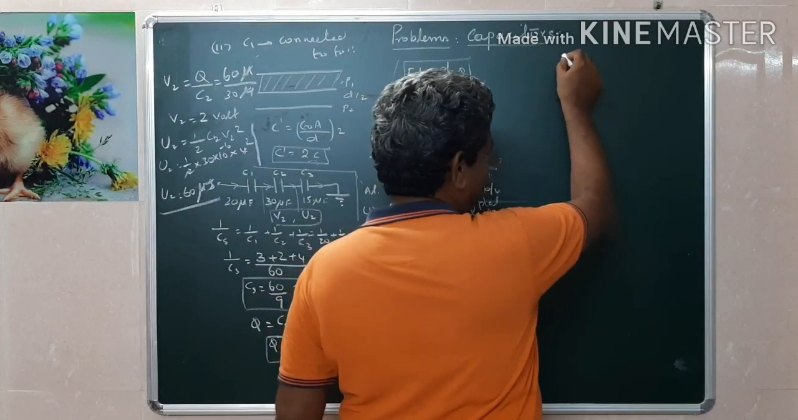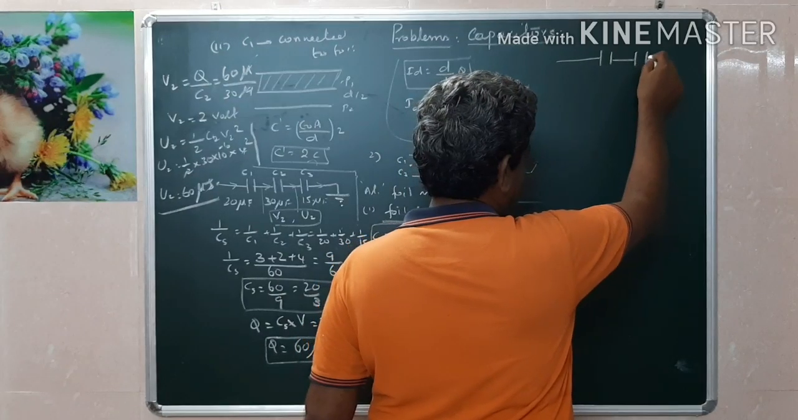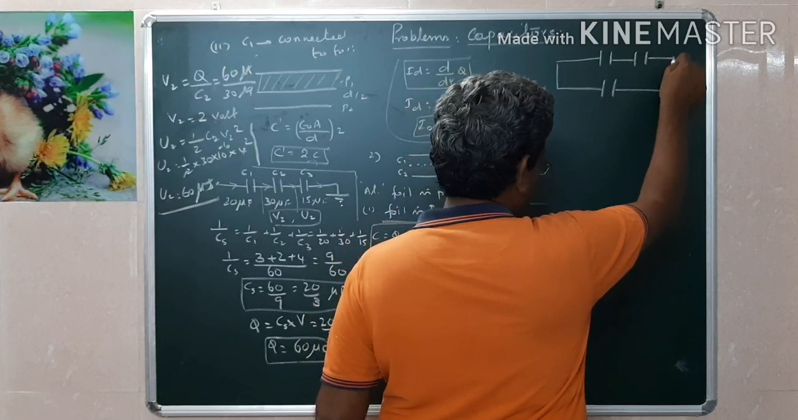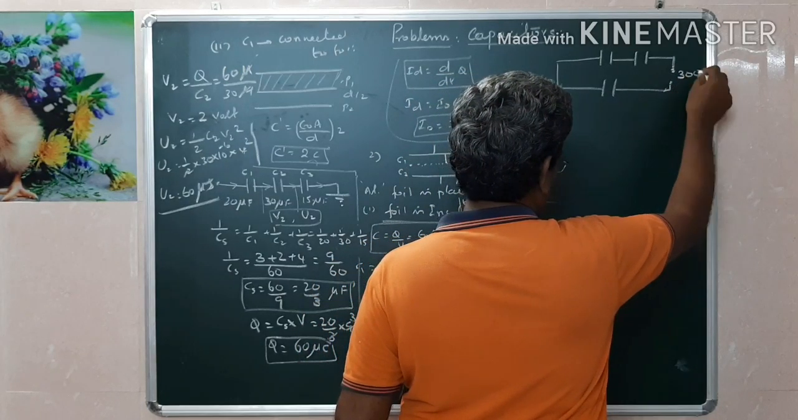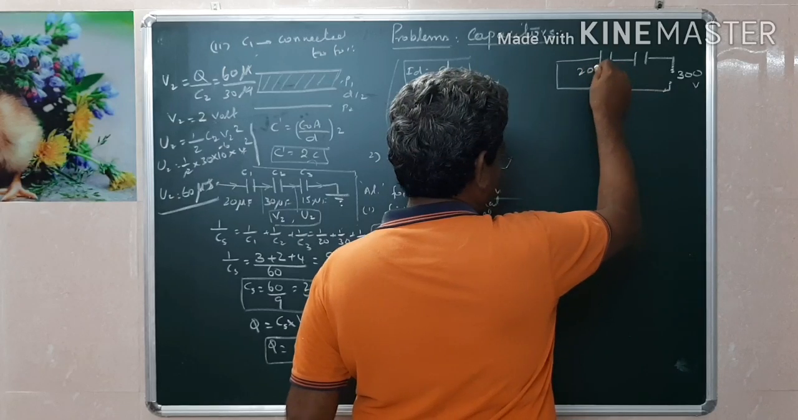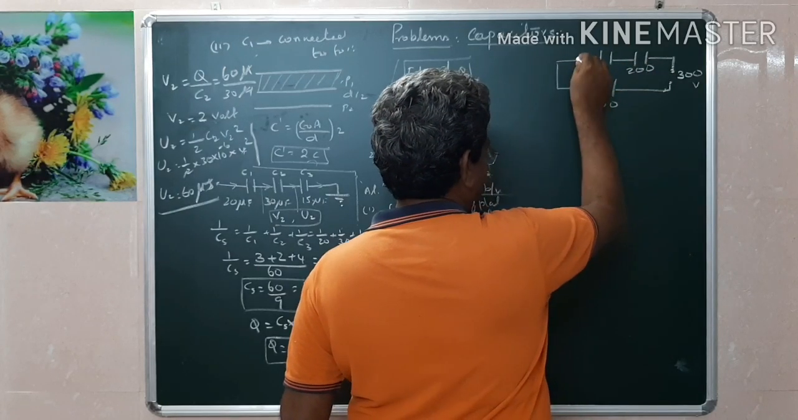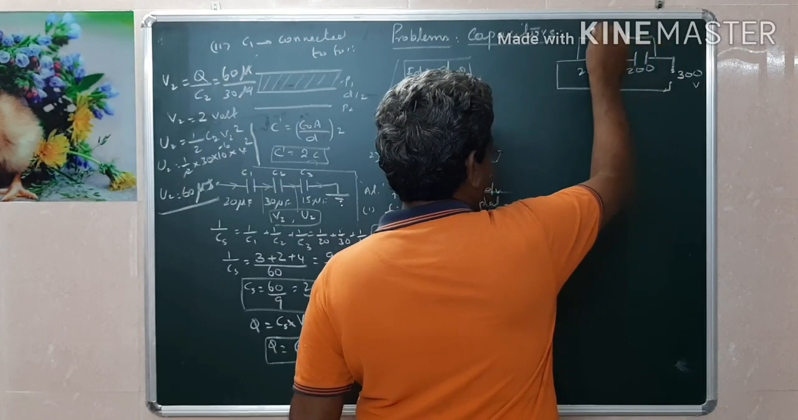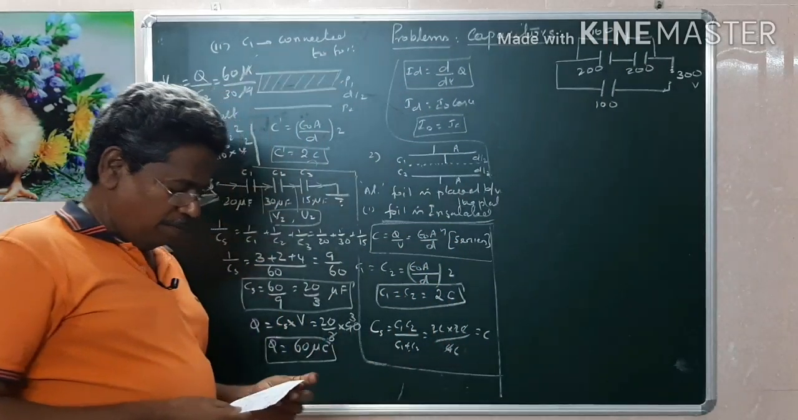It's a book problem. That means this is one capacitance, this is another capacitance, and this is connected with another capacitance, and these are connected with the battery. This is given as 300 volt, and this is 200 picofarad, this is 200 picofarad, this is 100 picofarad, and one more capacitor is given here. Remember, this is 100. This is the actual problem given.